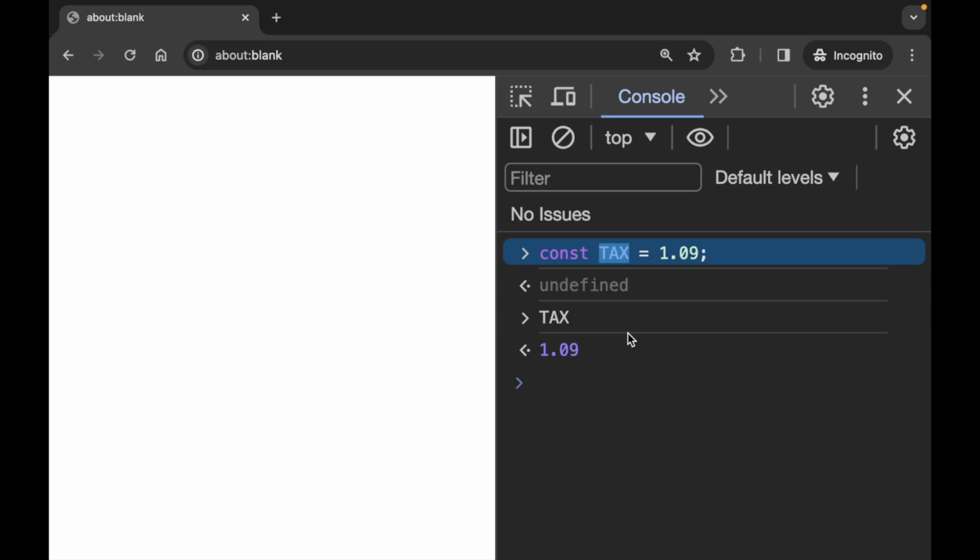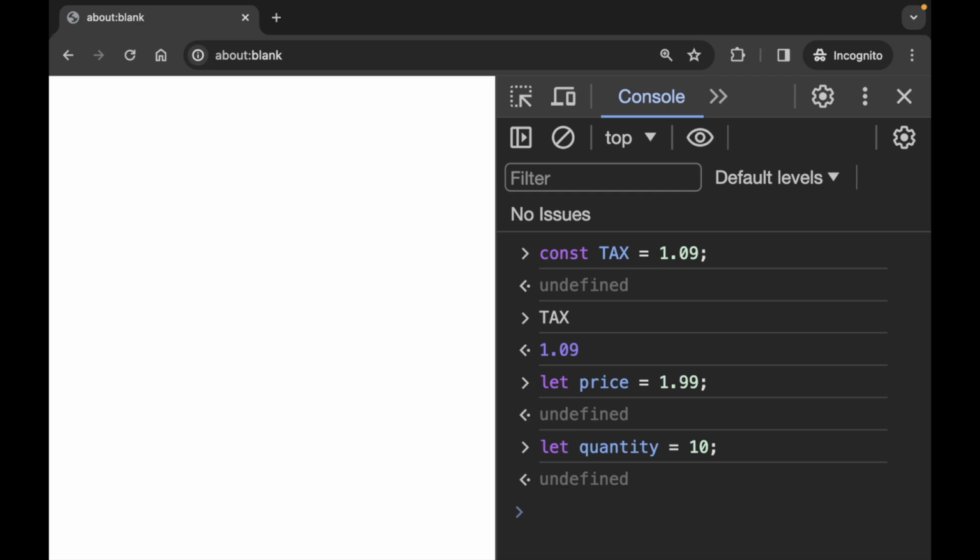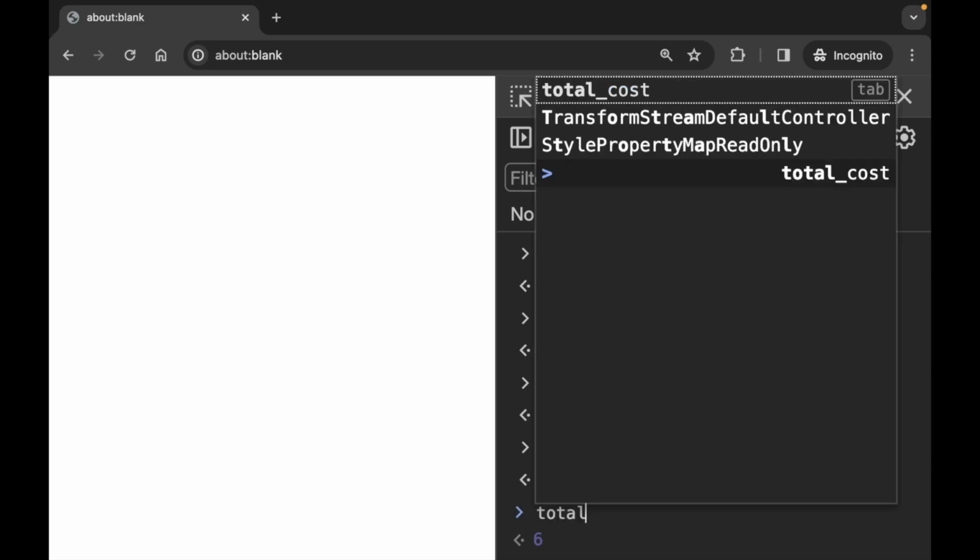So now we have our cost, right? Maybe we'll change this. Let's do let price is equal to, I don't know, a soda would be like $1.99. Then we have the quantity, so let quantity is equal to 10, we'll buy 10 of this product. Then we have our tax rate. So we can still say total cost, and notice here I don't have to use let because I've already created it before.